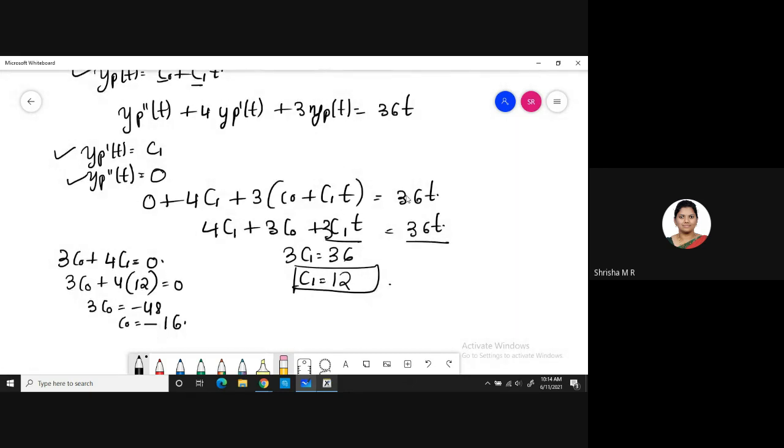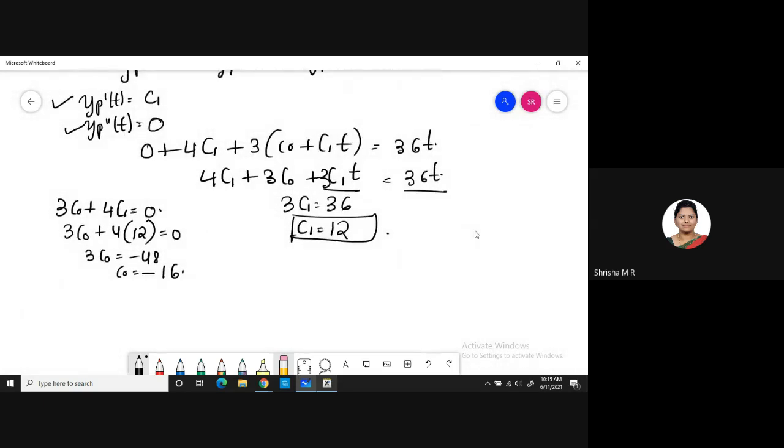Equate the coefficients to the powers of t. Whichever coefficients are there, with the power of t, you equate it. Here you have t power 0, that will be equal to 0. Here you have 3C1 into t, which is equal to 36t, so equate these two. Got it?